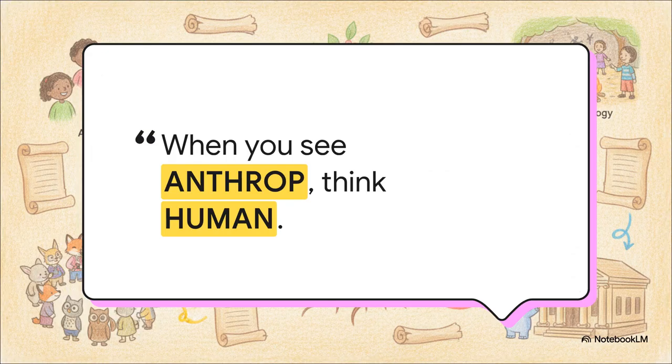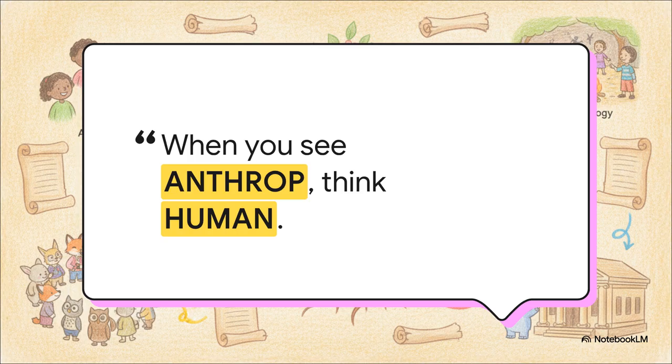Listen, champion spellers and vocabulary masters do not just memorize random lists of words, they learn the language history. So your ultimate takeaway today is simply this. When you see anthrop, think human. If you keep training like a word detective, recognizing these roots, patterns, and history, you'll never be stumped by a massive academic word again.